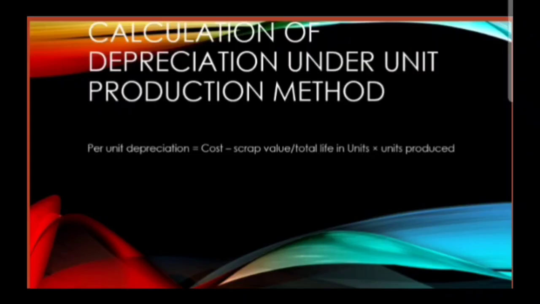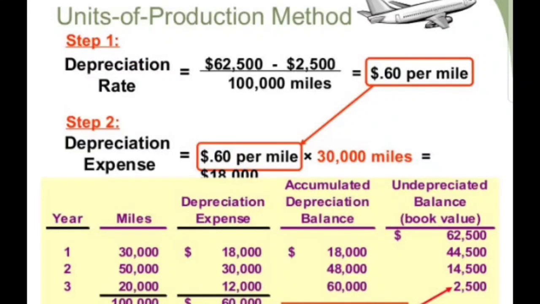Calculation of depreciation under unit production method. First of all, we will find out the per unit depreciation, and the formula is cost minus scrap value divided by total life in units, and then we will multiply it by the units produced within the particular year for which you want the depreciation. Now let's have a look at the unit production method's calculation.